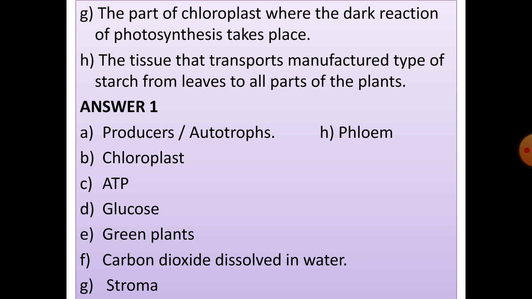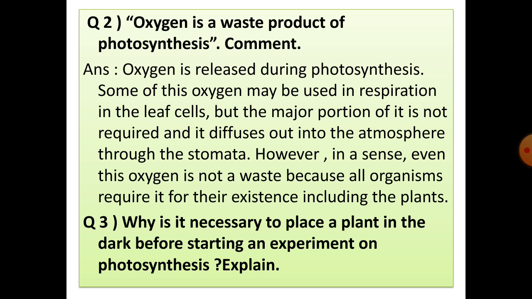So answer number 1. A. Producers are autotrophs. B. Chloroplast. C. ATP. D. Glucose. E. Green plants. F. Carbon dioxide dissolved in water. G. Stroma. H. Phloem.